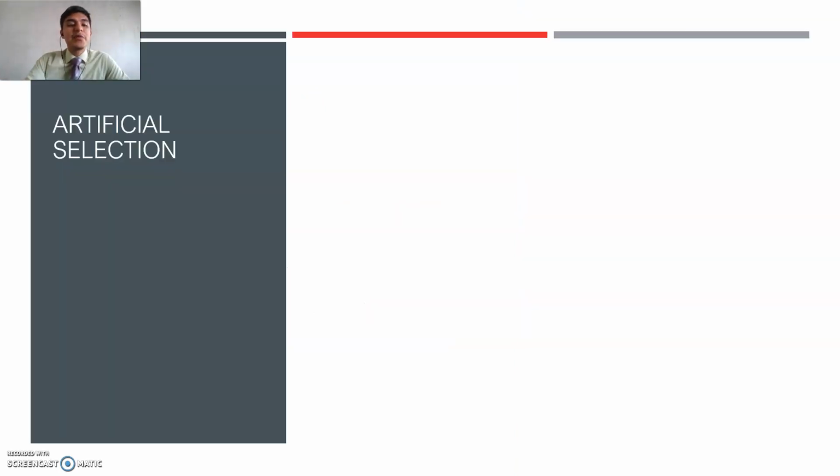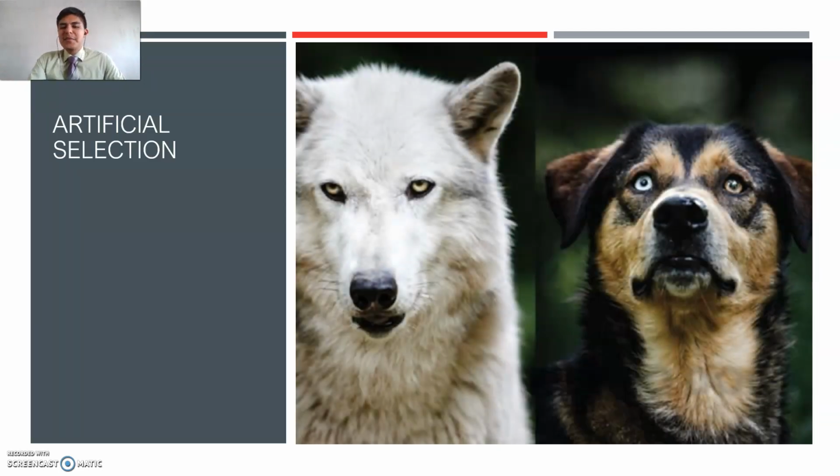So with that being said, we're going to start with our lesson, and we will start talking about artificial selection. When we talk about artificial selection, I really like to bring up this example. There is this theory that says that dogs come from wolves. So, my question is, how is it possible that this wolf can actually be changed into a domestic dog?